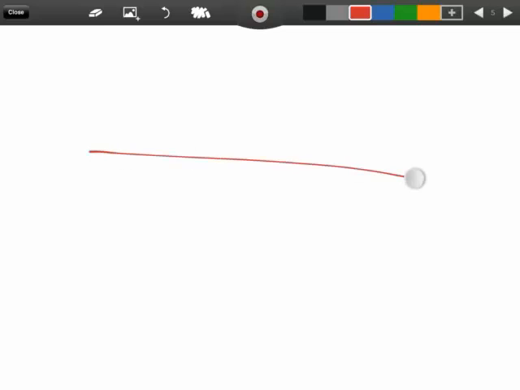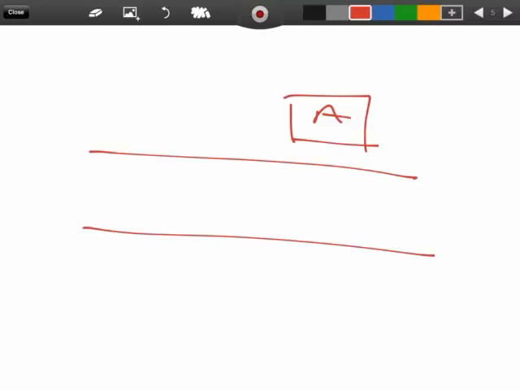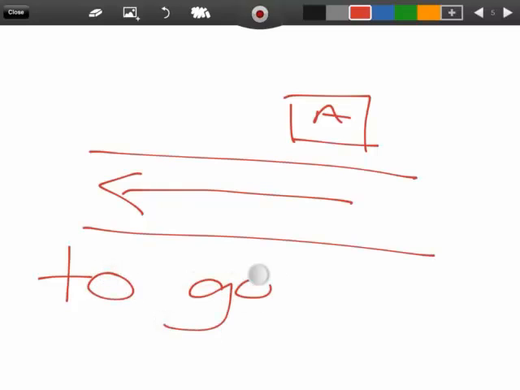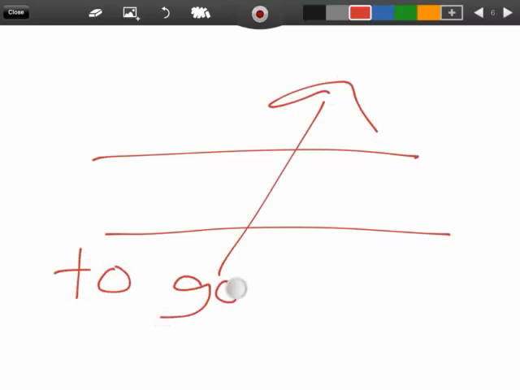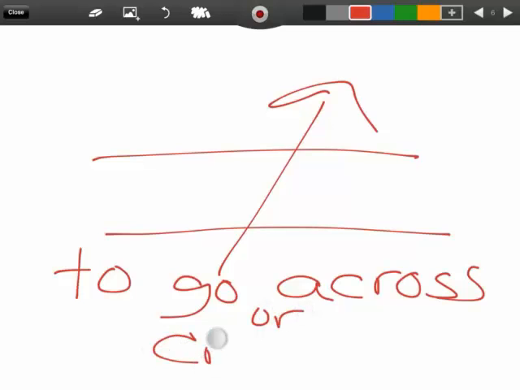I'm going to go ahead and draw these out for you. This means to go past. Moving on to my next one. Here's a street, and this means to go across or cross.